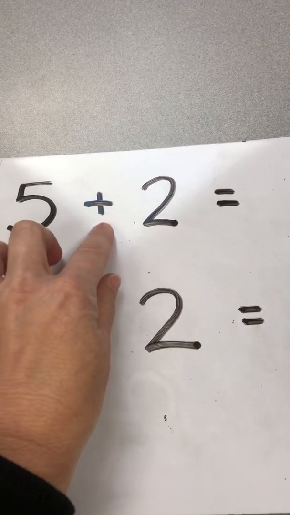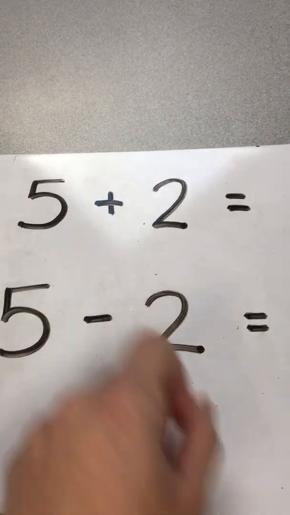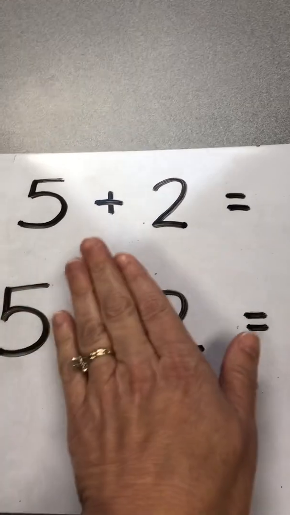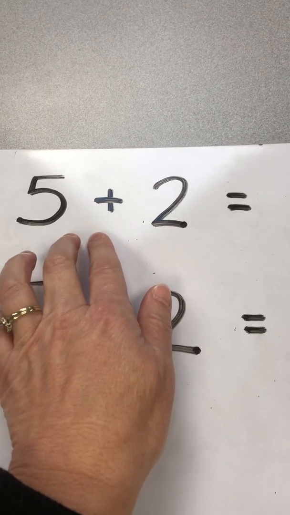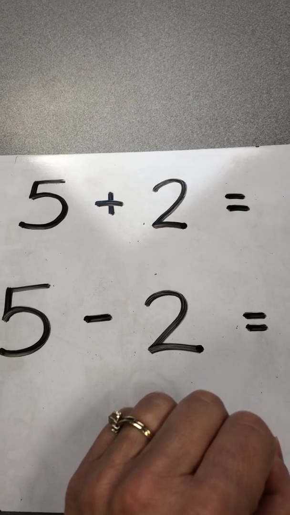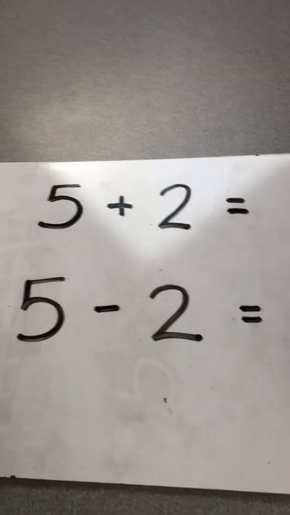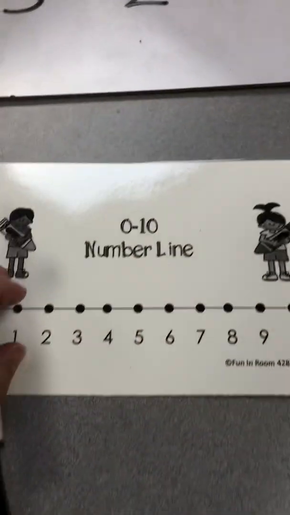When you see a plus sign, that means that you're going to put these two numbers together to make a bigger number. Let's ignore this one for now and just focus on this one. I'm going to use several different strategies to show you how to do this problem. Okay, first is the number line, 5 plus 2. Here is a number line.